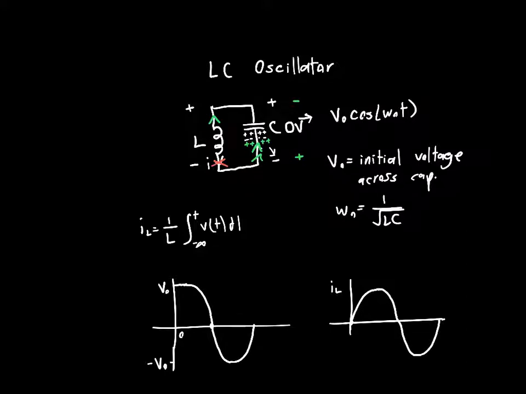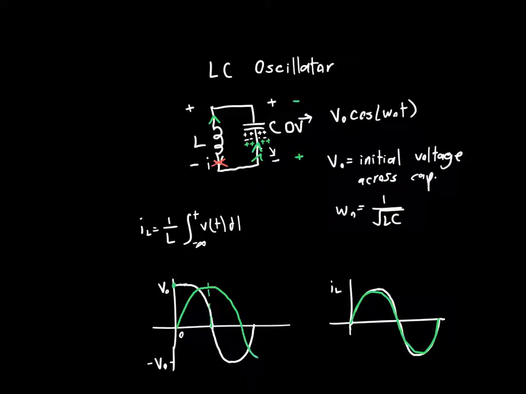And if we draw these two things on the same plot, so I'm going to redraw this in green. Now, bear with me because they don't have the same units. But if we draw them on the same plot with respect to time, we're going to see that there's a phase shift between them. So when the capacitor voltage is at its maximum, the inductor current is at its minimum. And when the inductor current is at its maximum, the capacitor voltage is at its minimum, zero.